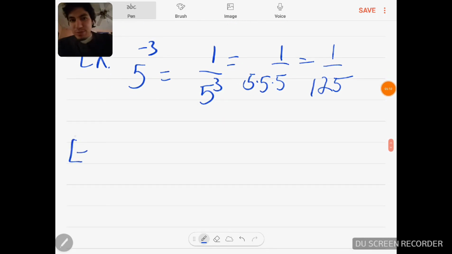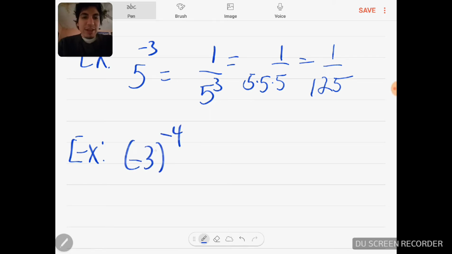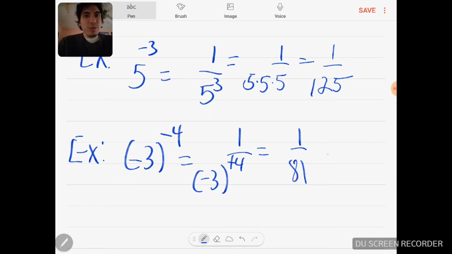Next example would be negative 3 to the negative 4. It's going to go down to the denominator, but you also, this is positive now. So then you write it out 4 times, and you'd get 1 over 81 as your answer.